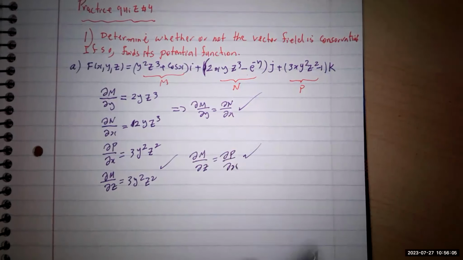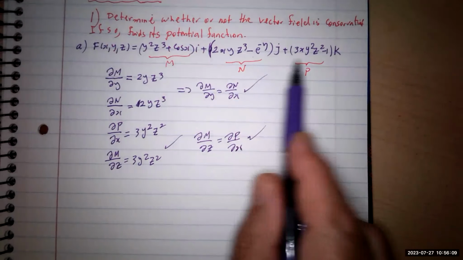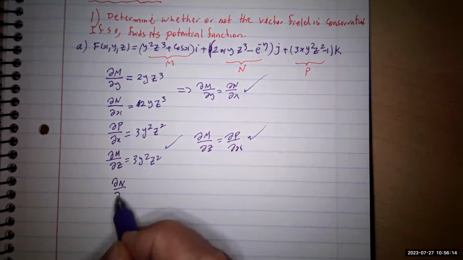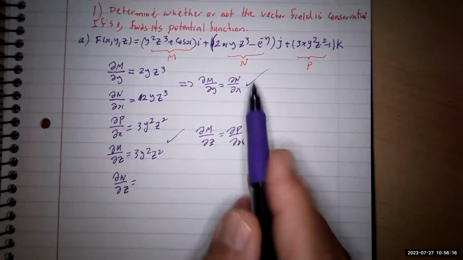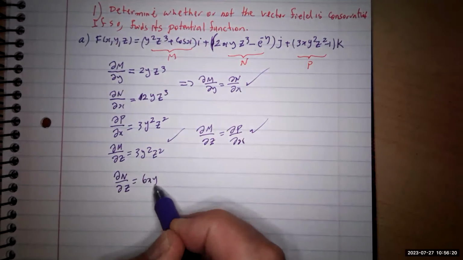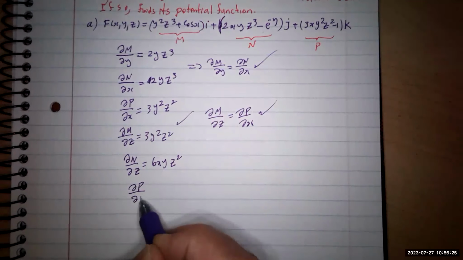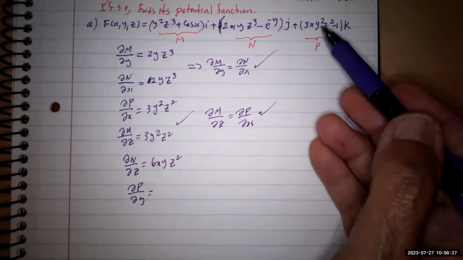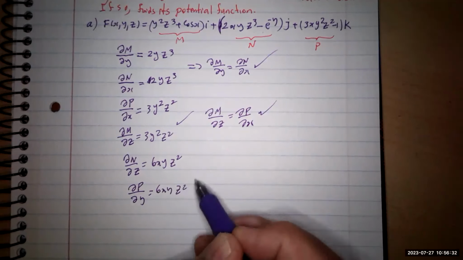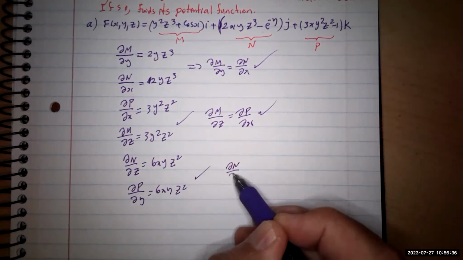Okay, this is going to be the case. The leftover is I'm going to compare these two together, N and the P. So I find partial N, partial z. Partial z gives me 3 times 2, 6xyz squared. And I find the partial P, partial y. Partial P, partial y gives me the same thing, 6xyz squared. So it's true. You can go ahead and find the potential function.